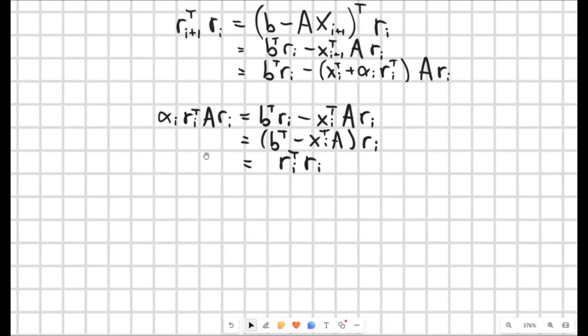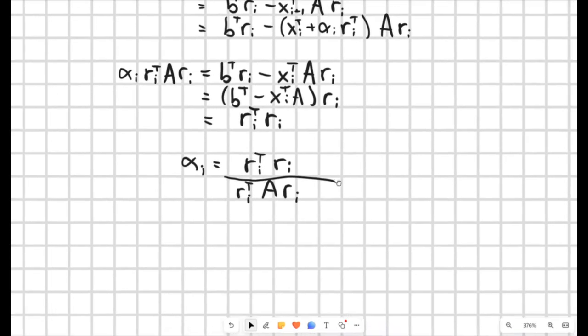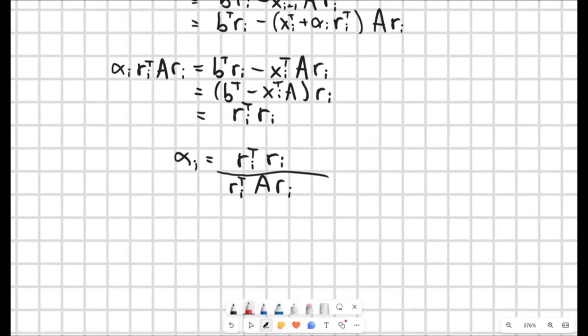Okay, so it's now hopefully quite clear that you can solve for alpha, so you can find the best alpha, and what we end up finding is that the optimal alpha is the ith residual transposed multiplied by itself, divided by this stuff: the ith residual transposed A Ri. Okay, so now we have our best alpha and our steepest descent algorithm is complete.